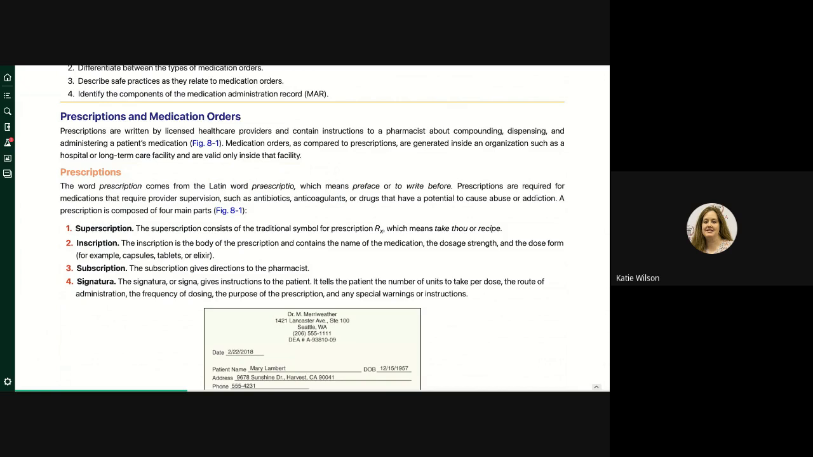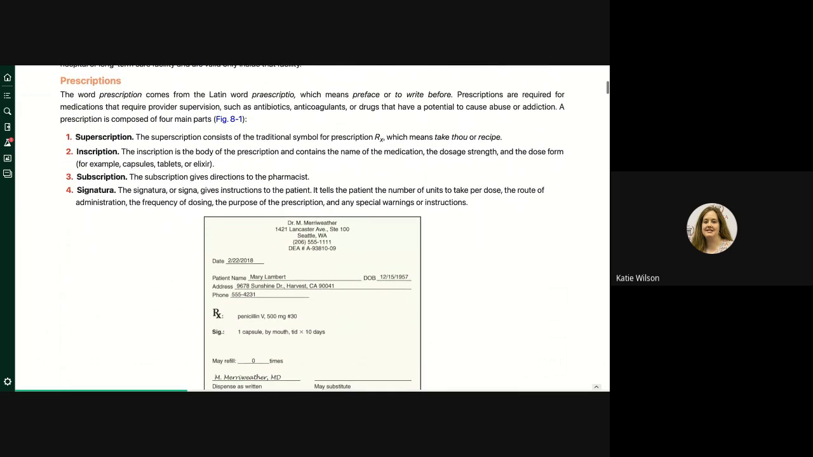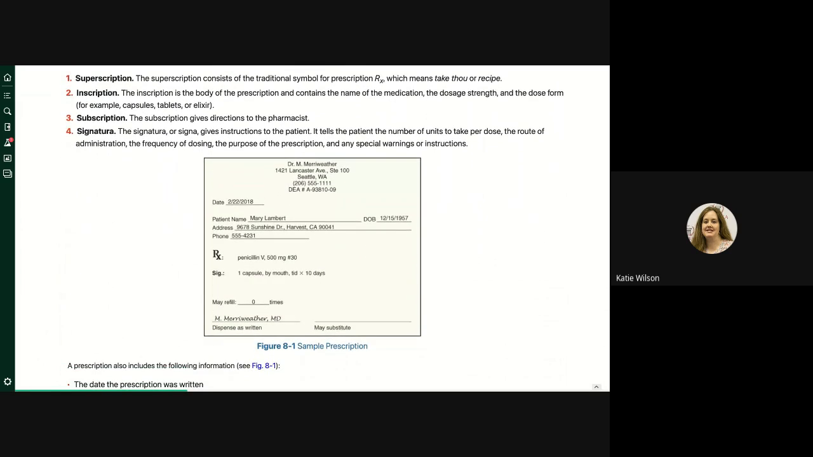So on that prescription, there needs to be specific things, and you see those listed here: the superscription, inscription, subscription, signatura. And those need to be included on the prescription, so there will be the correct medicine, the correct dose, the correct directions included with that medicine.